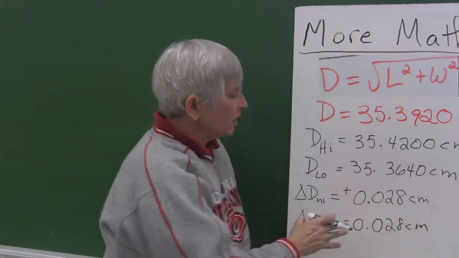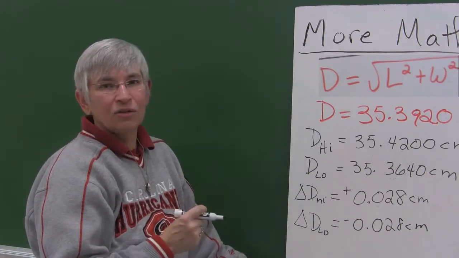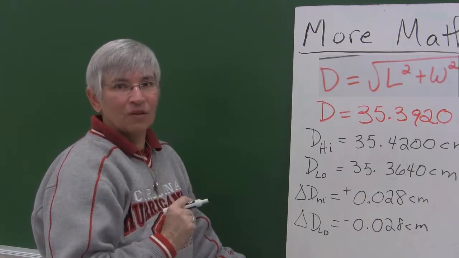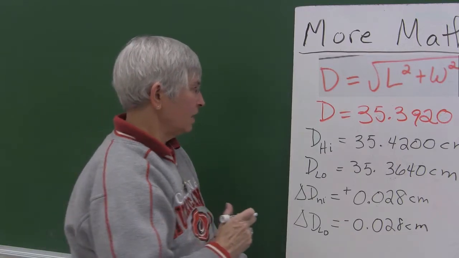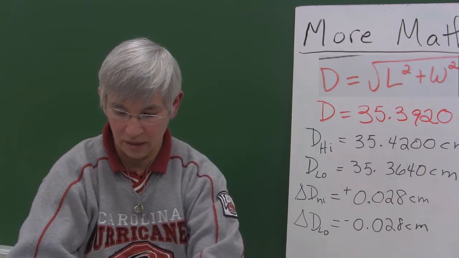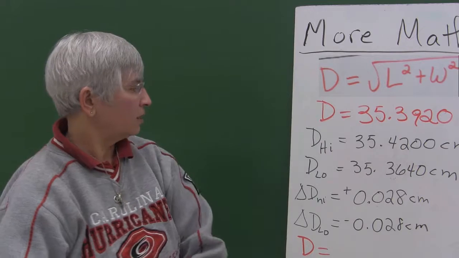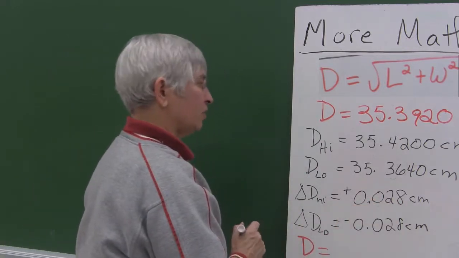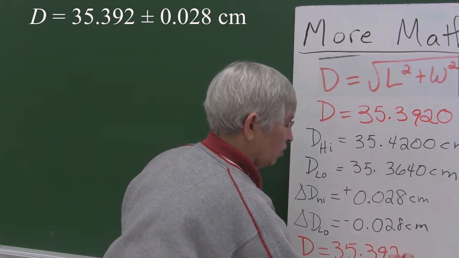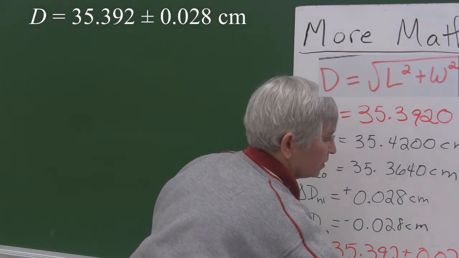My preference is that this is still on the lowest end, so that the 2 is the leading number, and that's what I use as a rule of thumb. If the leading number is a 2, I use 2 sig figs. If it's a 1, I use 2 sig figs. Any other number, I keep it to 1 sig fig. So putting everything together, I have now a value for my diagonal. Keeping 2 sig figs for this particular situation, I would have 35.392 plus or minus 0.028 centimeters.